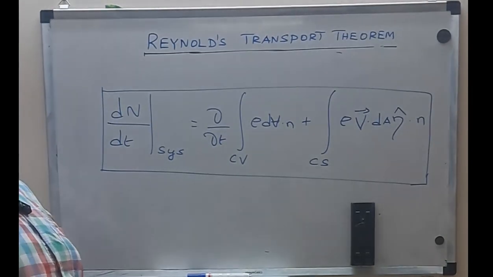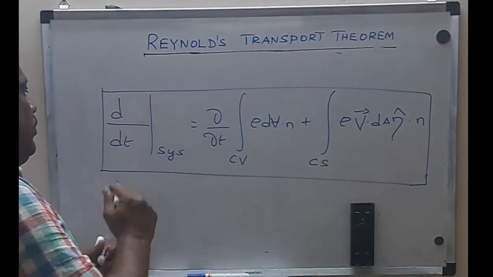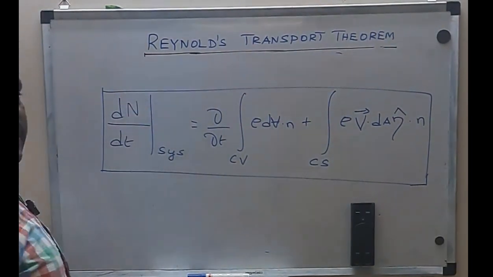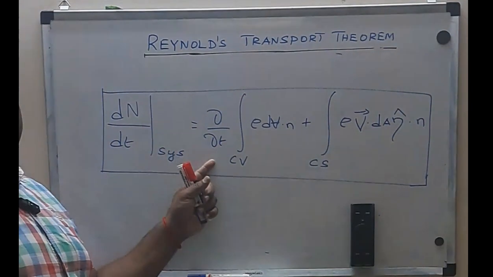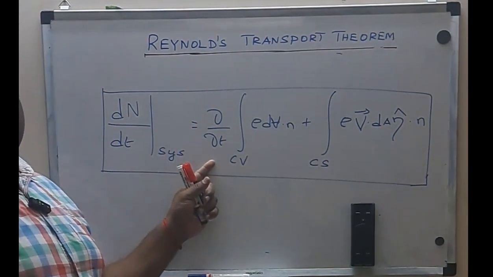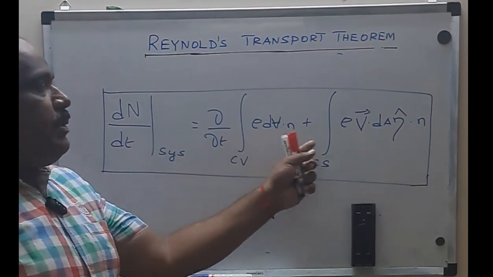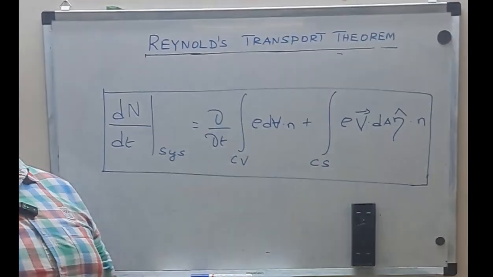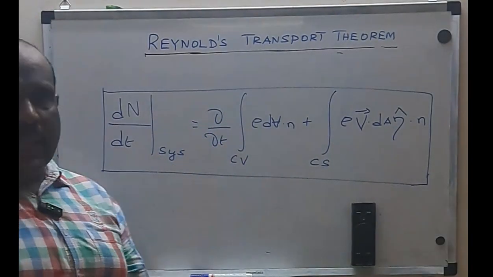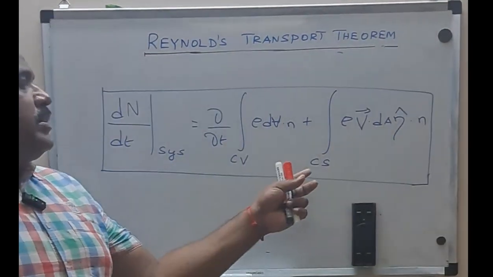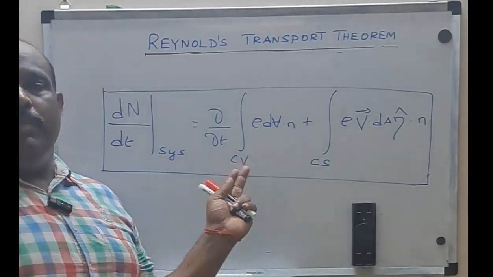The Reynolds Transport Theorem says that the rate of change of any essential property of a control mass system is connected with the rate of change of that essential property in the control volume plus some mathematical term. In some books, instead of this control volume integral, they may give a triple integral, which is actually the volume integral. In some books, instead of a control surface, they may give a double integral, which is nothing but the area integral.